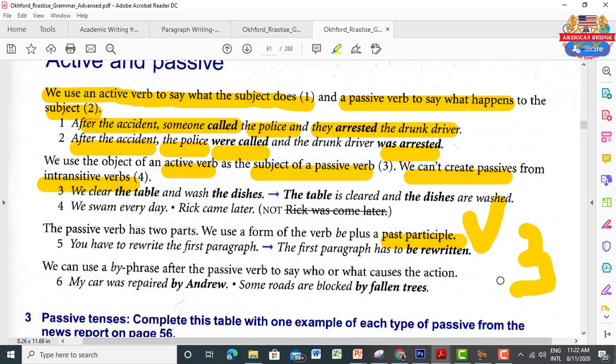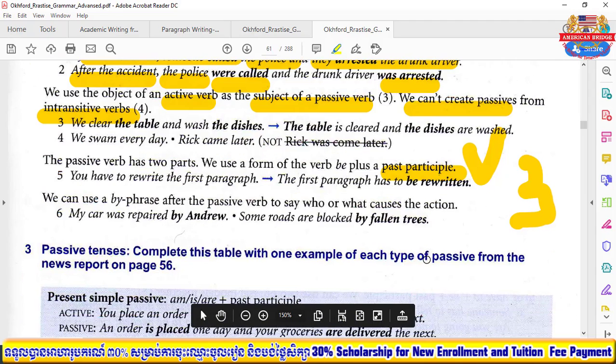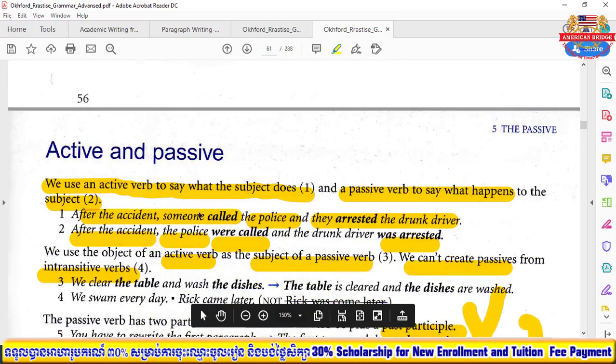Example number 6: my car was repaired by Andrew. Some roads are blocked by fallen trees. Okay, everyone, this is just a short review about the passive and the active tense.